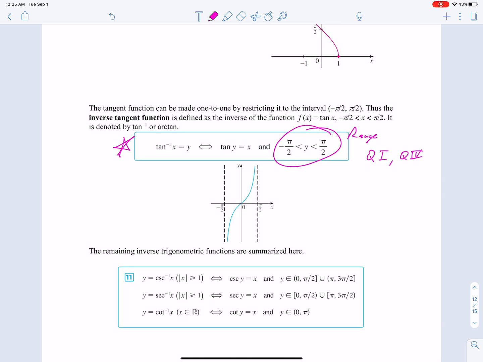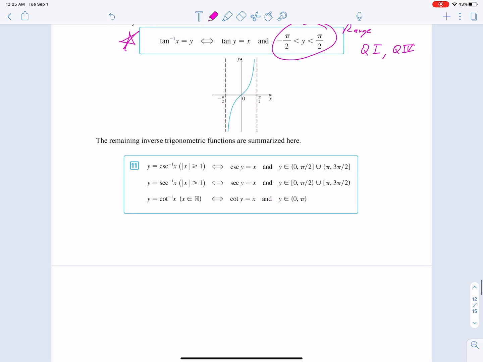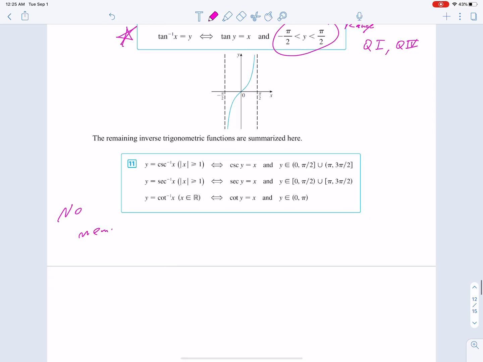So you need to know the ranges. I'm going to write this. This stuff down here, I'm not going to write all that. You don't need to memorize this. You don't have to, you can if you want. I would never tell you not to learn something.